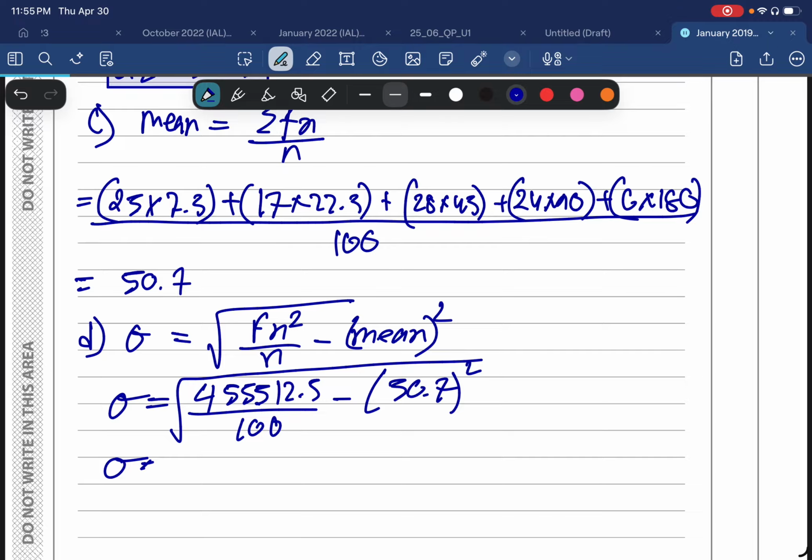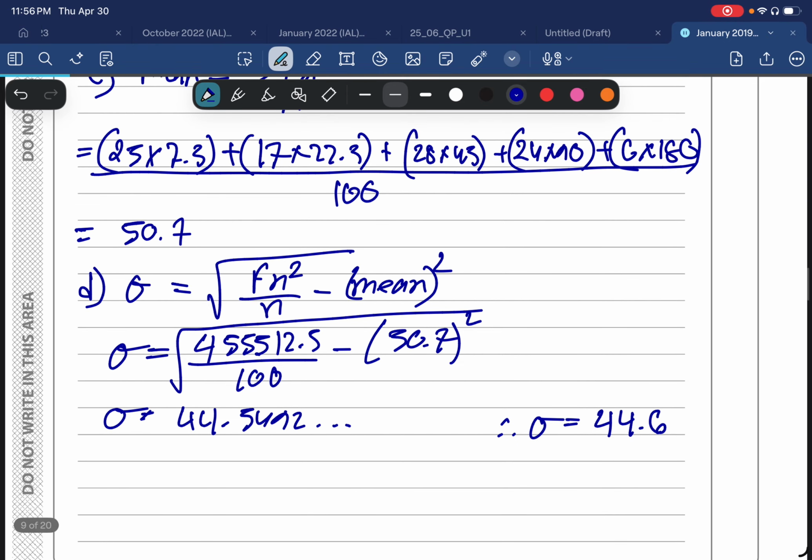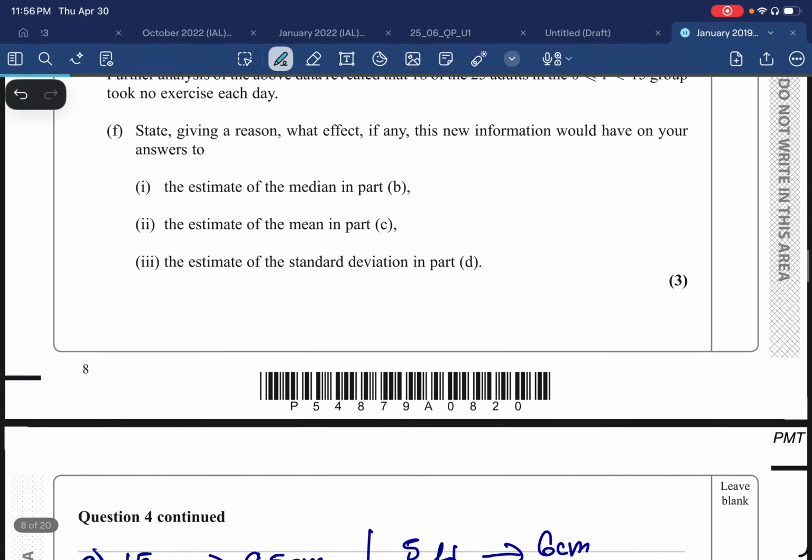So 4, 3 5s, 12.5 and 100 minus, and we get a value of 44.5492 dot dot dot. So we can say the standard deviation is 44.6. Is it? No, not 6. That's 4, so it's just going to be 45 to 3 SF. We're doing good so far. Let's keep going.